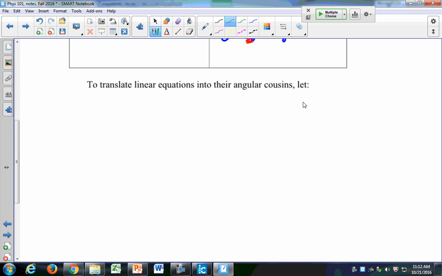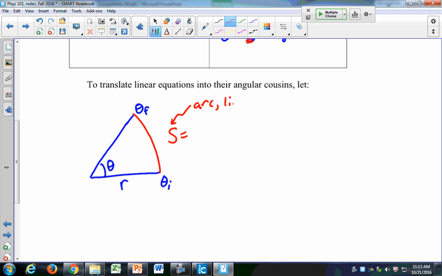Okay, so sometimes we'll want to be able to translate angular quantities into linear quantities. And we're going to do that, well, if you think about your unit circle, right? I have an angle theta, I have a radius r, and when I move from theta i to theta f, I traverse a certain distance. So I have a certain arc that I travel through. We can find that arc, or that linear distance. This is the arc. It is a linear distance. And it is equal to theta times r.